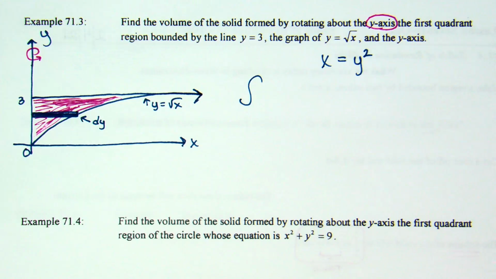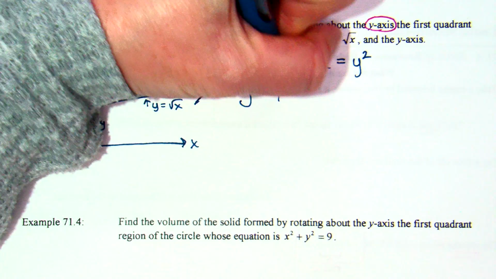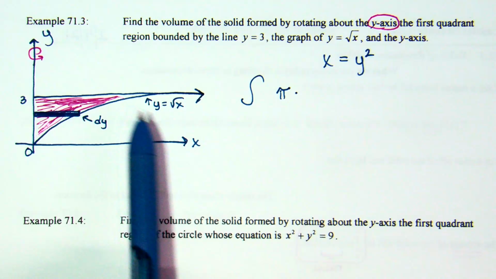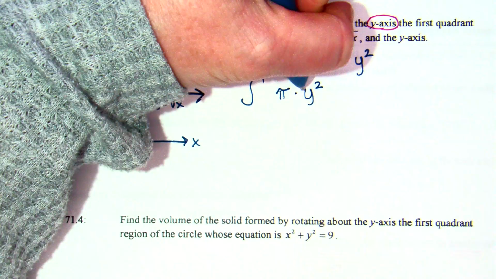What's the radius? What takes me from the y-axis up here? What is the top height here? The curve, which is y equals square root of x. If it was around the x, I'd use square root of x, but since it's around the y, we're going to use y squared, squared, times dy. Evaluated from what to what?